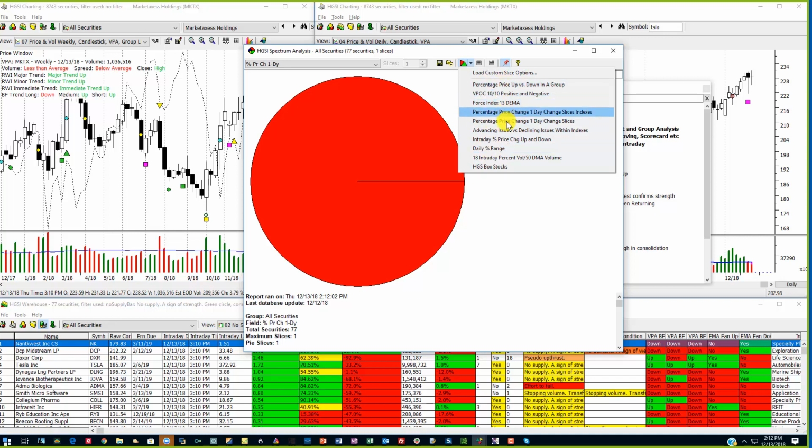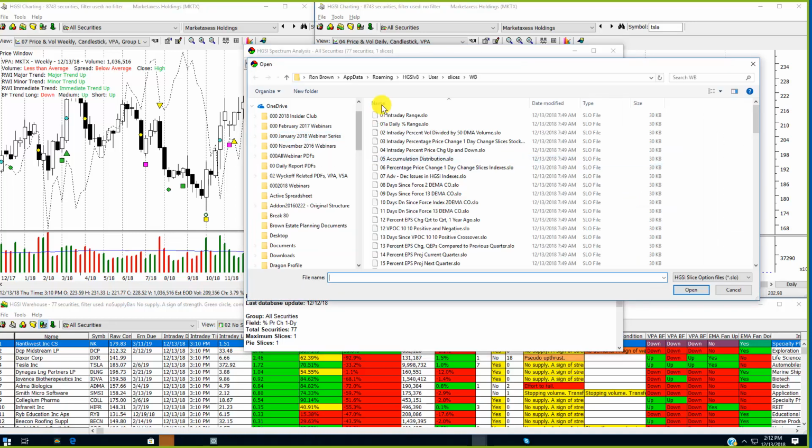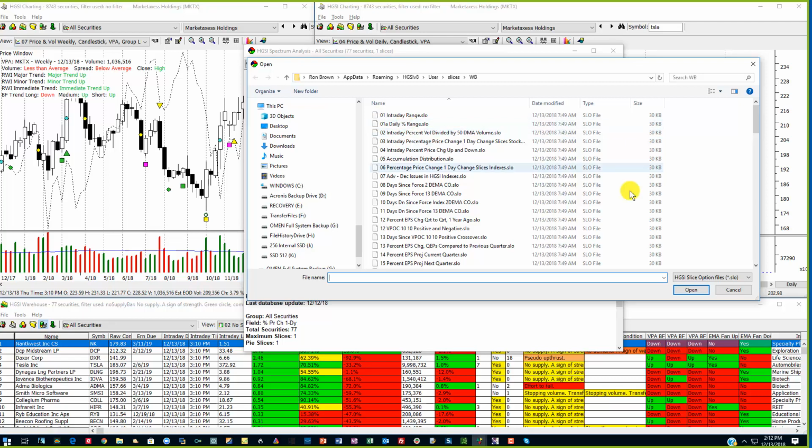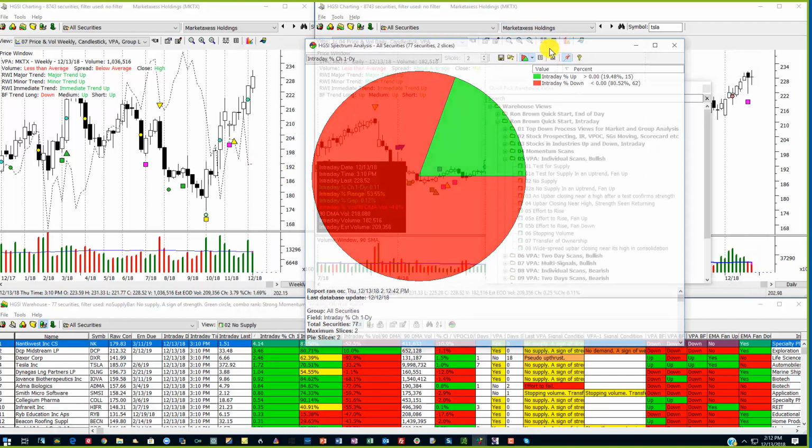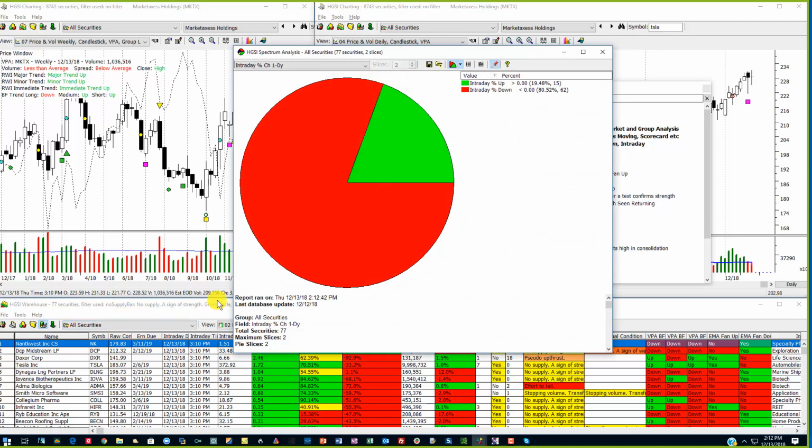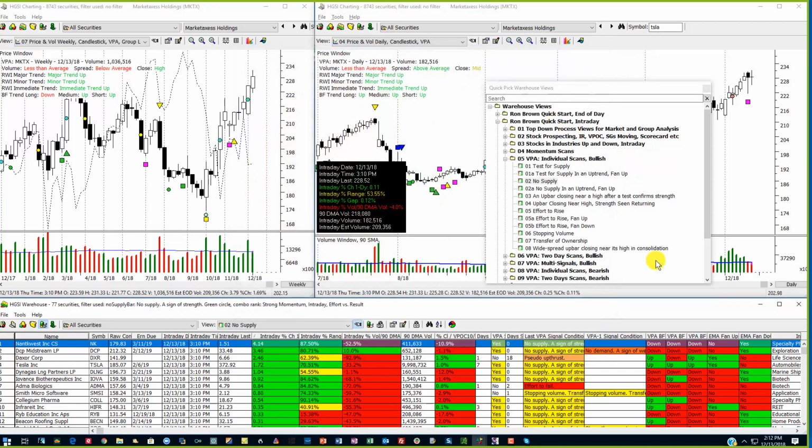Okay, I'm looking for the percentage up and down today. Doesn't look like I have it loaded. Let me see if I can find it quickly. Here's what I'm looking for. Okay, so we can get in the warehouse, it shows that 20% are up and 80% are down. So that's not good.